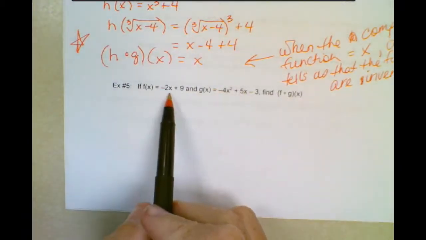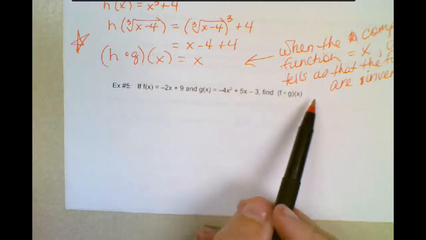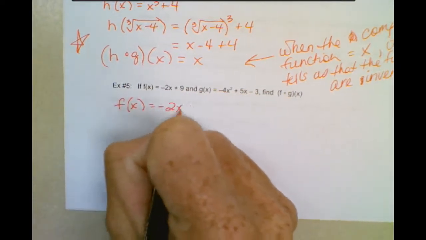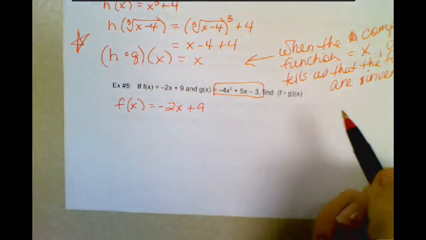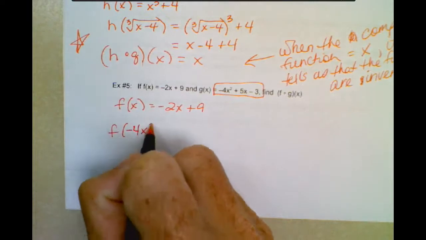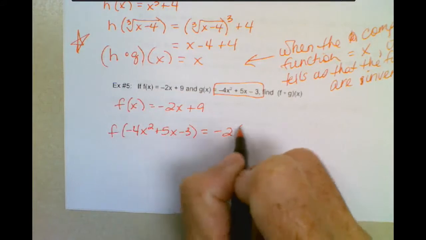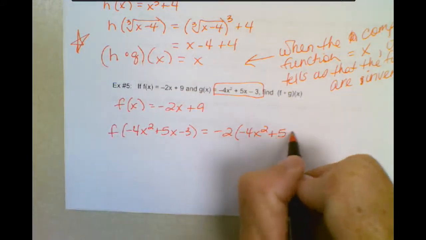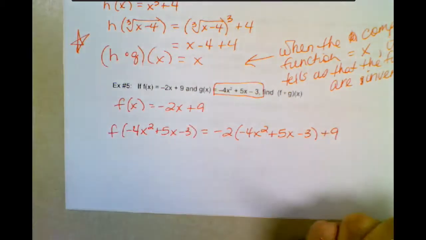If f of x equals negative 2x plus 9 and g of x equals negative 4x squared plus 5x minus 3, find f of g of x. So again, our f of x function equals negative 2x plus 9. Our g of x is becoming the input. So anywhere we see an x, we're going to put in negative 4x squared plus 5x minus 3. So we'd have negative 2 times, here's where we're plugging that in, negative 4x squared plus 5x minus 3, plus 9 for that plus 9 up here.